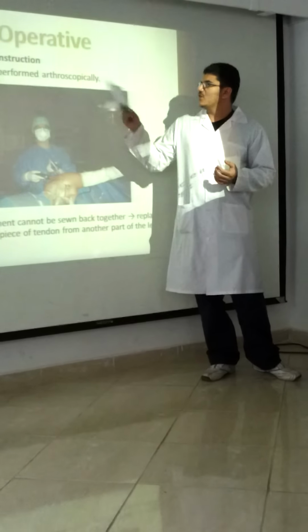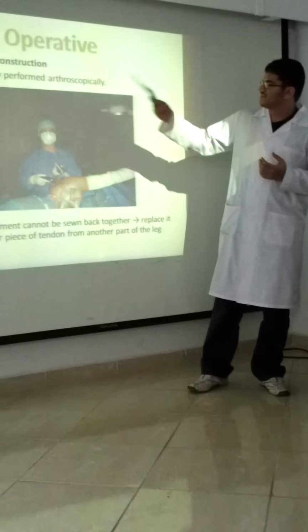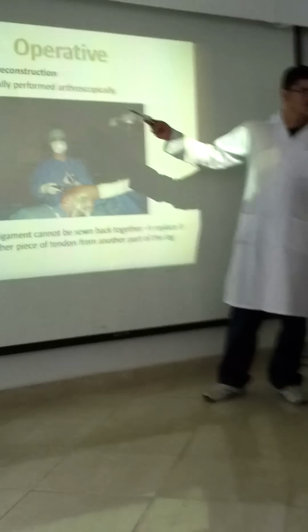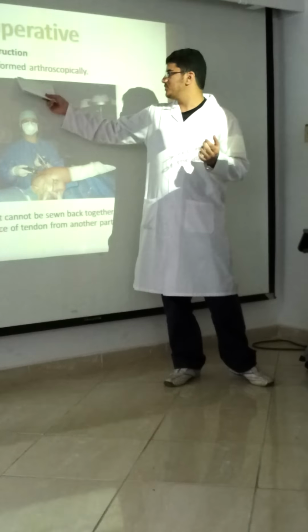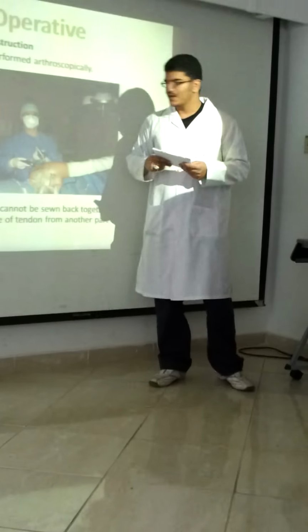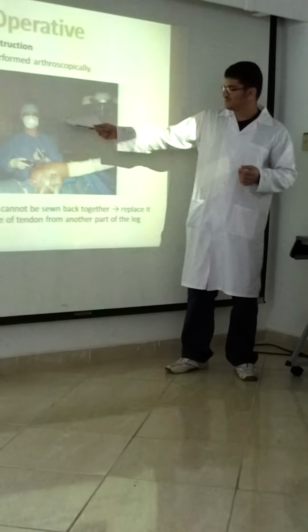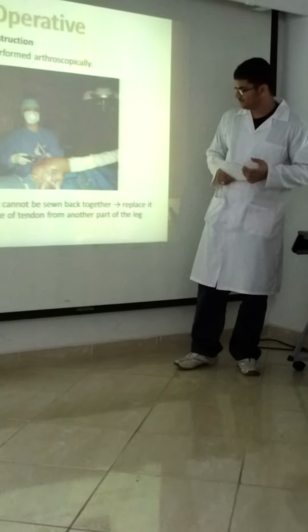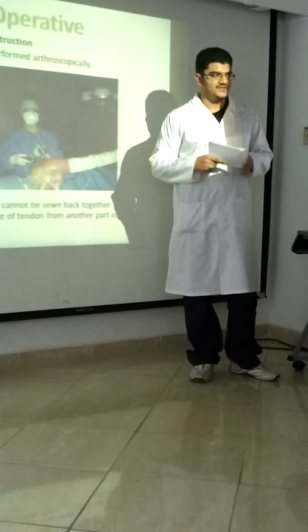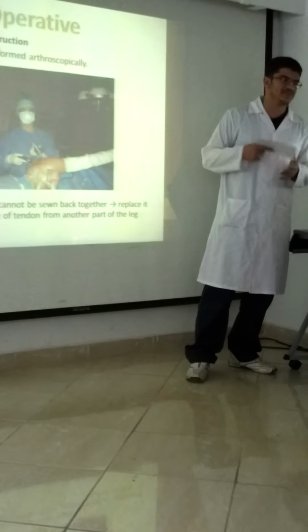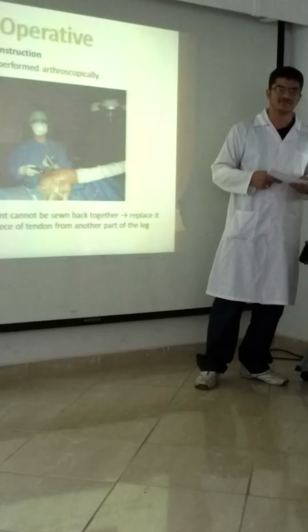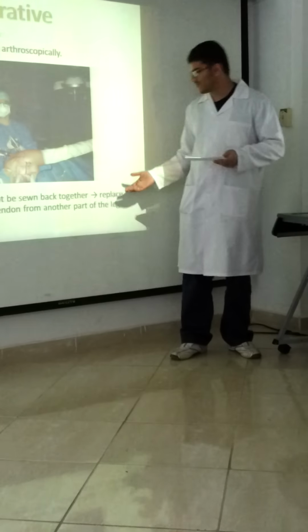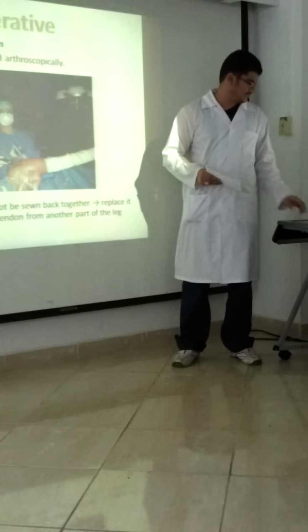On the other hand, the operative approach is a surgical reconstruction. Usually it uses arthroscopy. As we can see in the picture, this doctor is using the arthroscope. If the ligament is unsuitable, like we cannot resuture it, then we can take a tendon from another place of the leg.